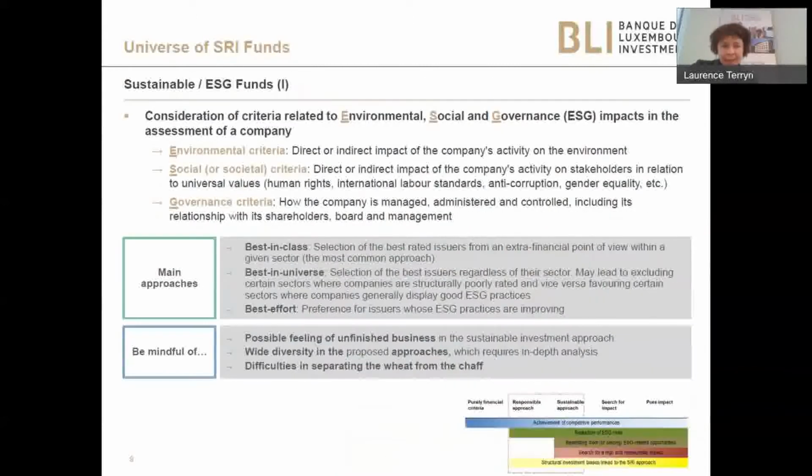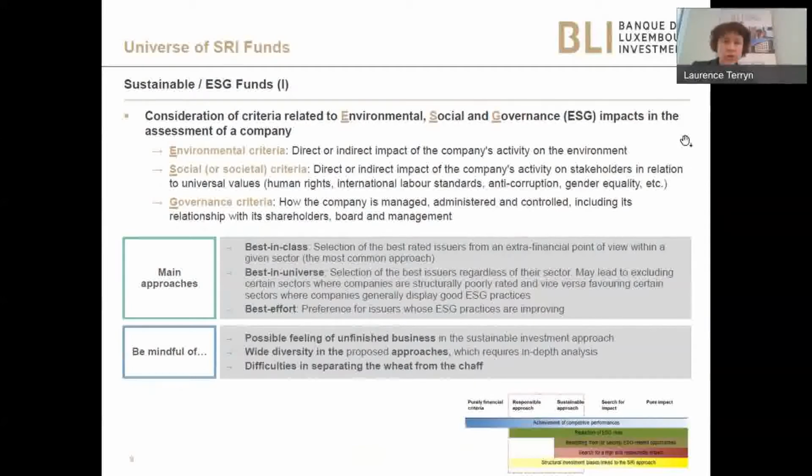If we go more in depth in the first, sustainable ESG fund, as I told you, is really consideration of criteria related to ESG impact in the assessment of a company where we would like to invest. For the E, environmental, of course, is to analyze the direct or indirect impact of the company activity on its environment. Is there a lot of waste, a lot of natural resource used, pollution, and so on?